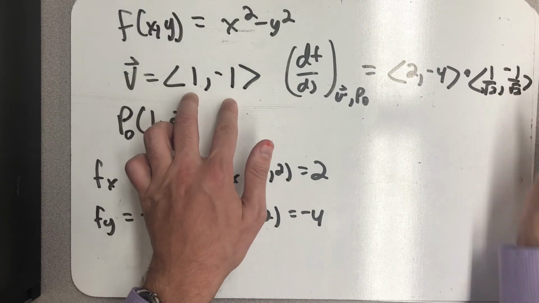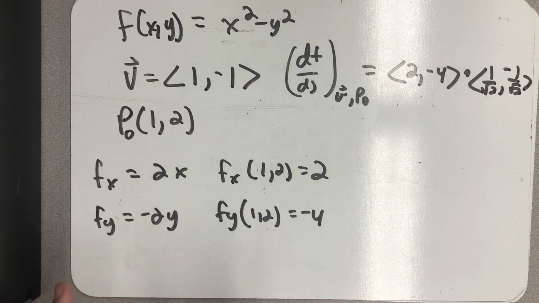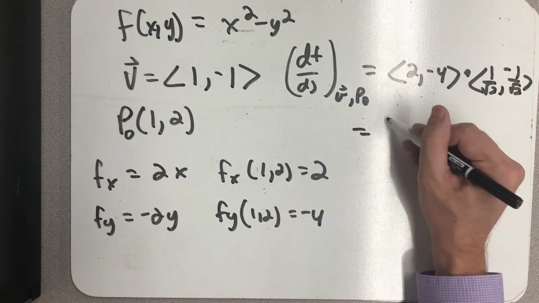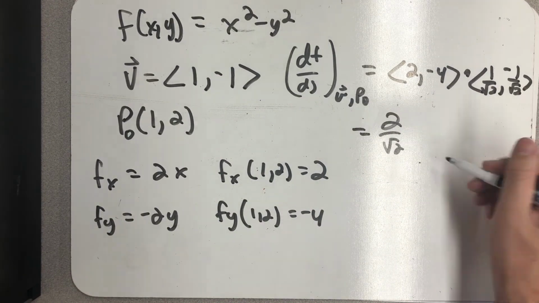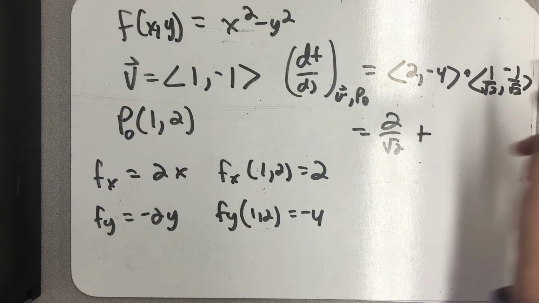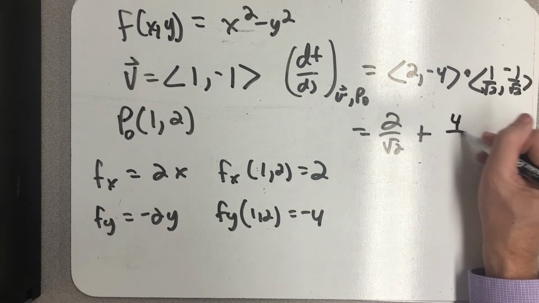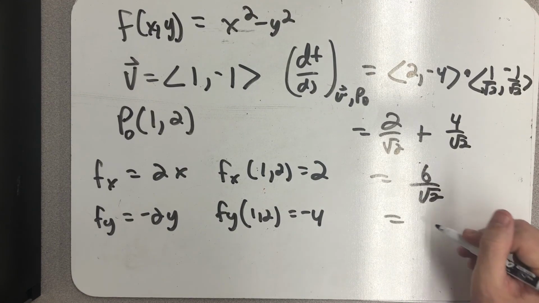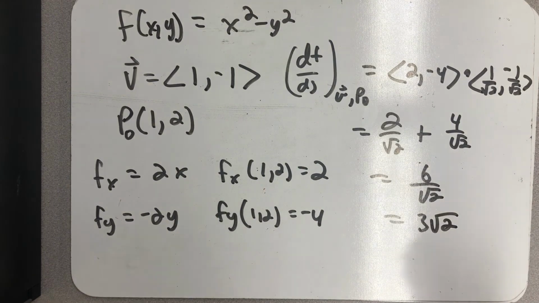And if I was going to point out something that's the number one thing a Calc 3 student misses, it's forgetting that this is a unit vector. All right, so I have 2 over root 2, which is just root 2, plus minus and a minus. All right, so 4 over root 2, 6 over root 2, which is 3 root 2. Exactly what we got before. This formula seems to work.